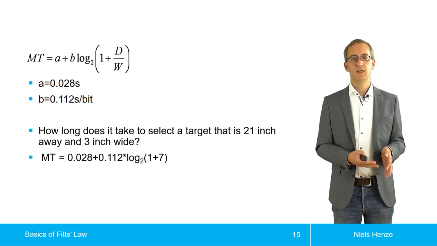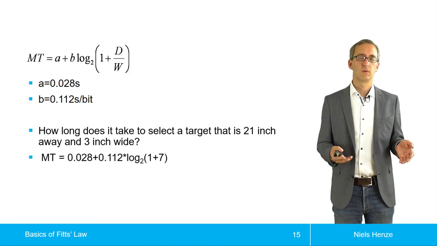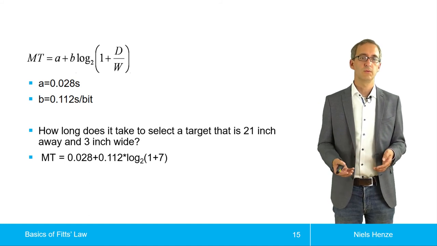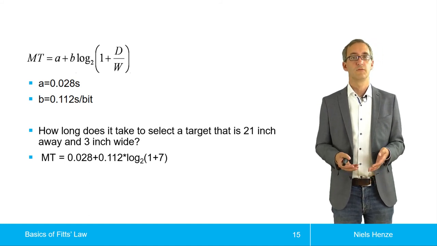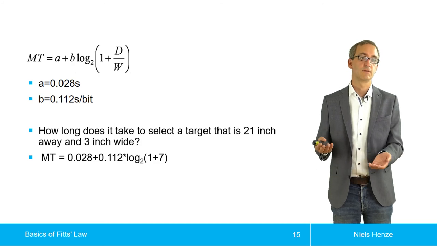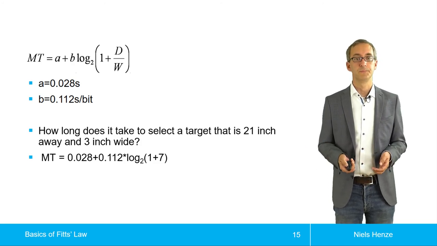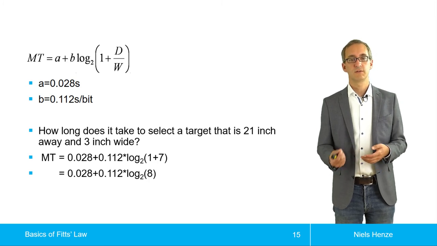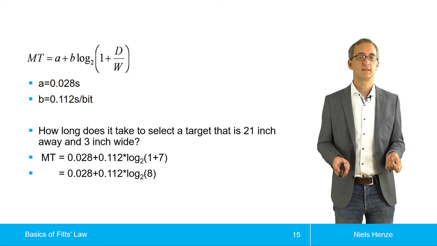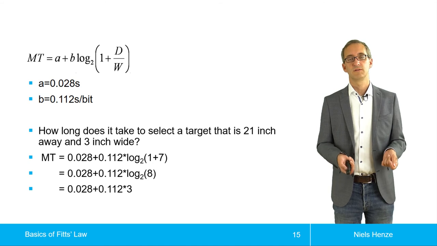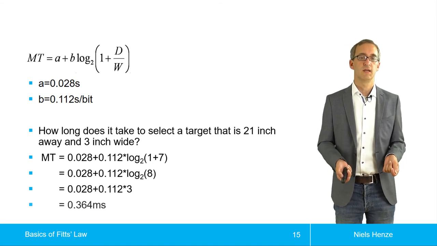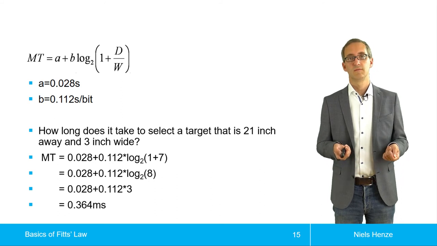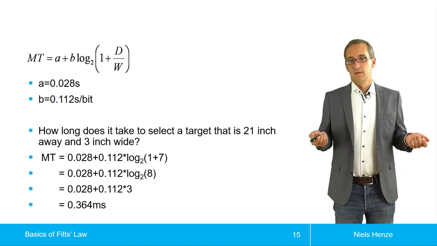Okay, so we have the movement time, and the movement time is 0.028 plus 0.112 multiplied by log of 1 plus 7, because 7 is just 21 divided by 3. We can continue, and then we can further figure that out. It's then the log of 8, and then this is just 3, and then we end up with 0.364 milliseconds, or seconds.